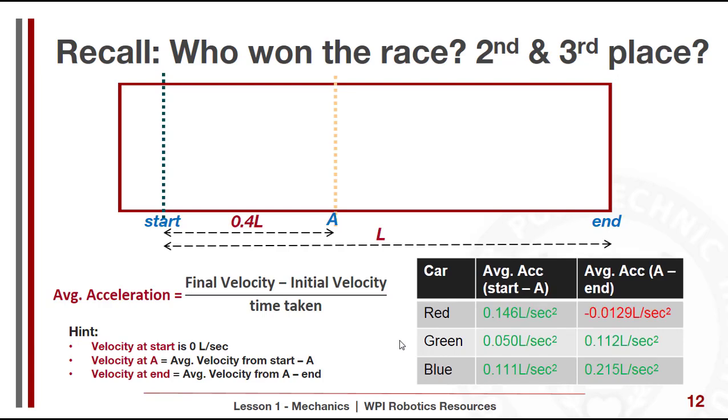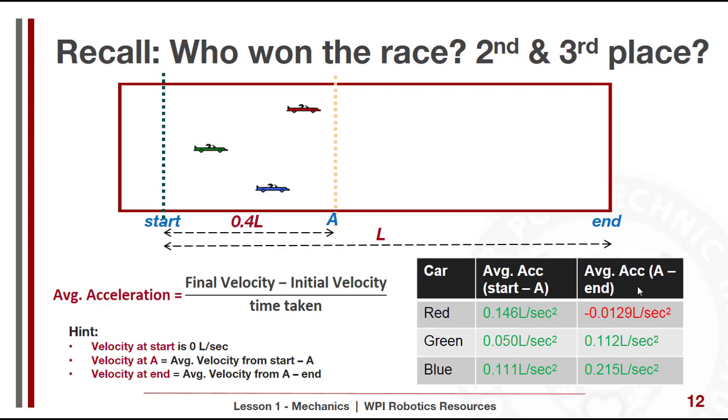Okay, so here's the result. And as we expected, from start to A, all the cars are speeding up. Hence you have positive values of the acceleration. And as we see, the red car has the highest average acceleration because, as we can recall, it reached the highest speed within start to A.